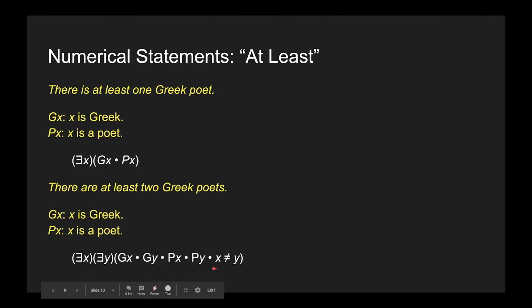This non-identity clause, X is not identical to Y, is what guarantees that we have two different Greek poets, that X and Y don't refer to the same object, they refer to two different objects. So you have to have that. Otherwise, the statement as it is would just say that there exists some X, there exists some Y, and they might actually be the same object. We don't know. But once we know X is not identical to Y, we know for sure that there have to be at least two Greek poets.